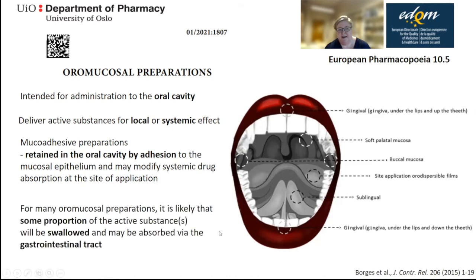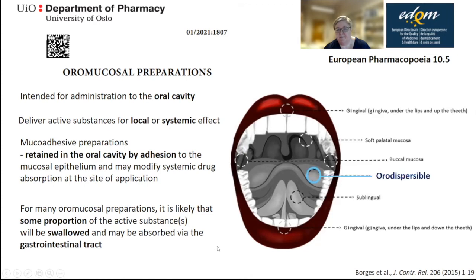And then something we should keep in mind is that for many oromucosal preparations, it is likely that some proportion of the active substance will be swallowed and may also be absorbed via the gastrointestinal tract. So even though we intend for transmucosal absorption in the mouth, it could very well also be swallowed.